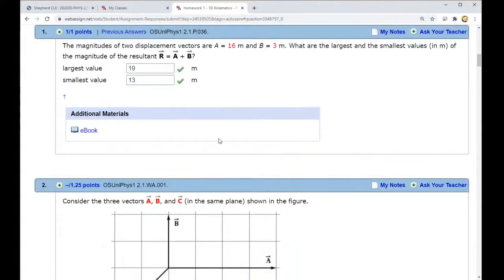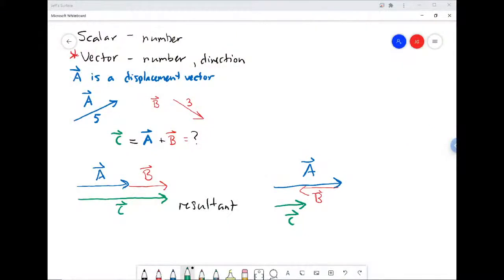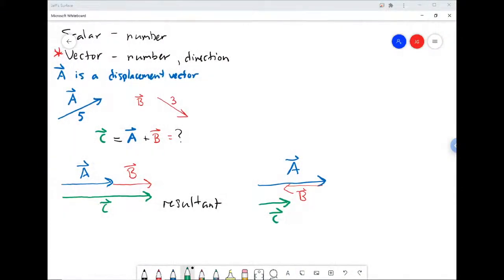And I got it right, green check marks. Okay, so all right, so let's think about, in both of these cases down here, what I'm doing is I'm adding vectors in one dimension, and that's where we're going to start.